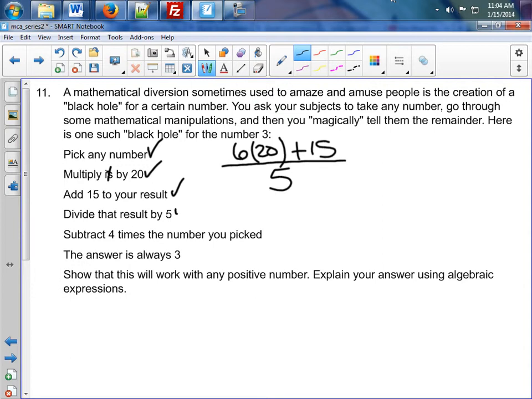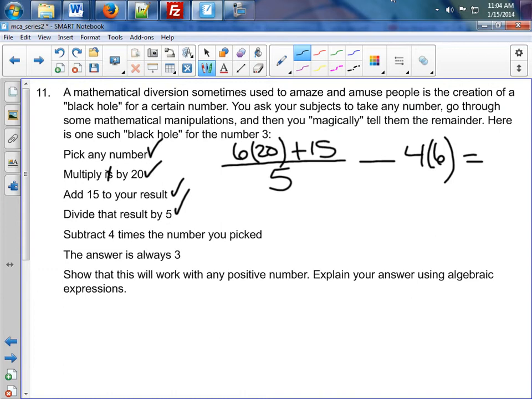I did that one. And here comes the tricky one. Subtract 4 times the number you picked. So I want to subtract 4 times the number I picked. So let's see what happens here.